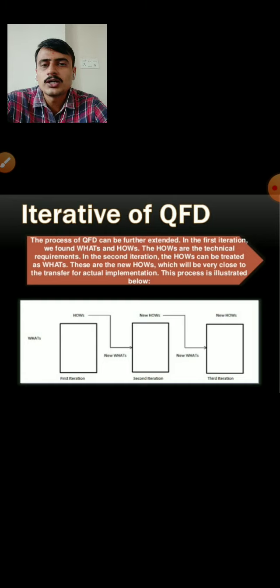The hows are technical requirements in the second iteration, and the hows can be related to whats, that means customer requirements. These are the new hows. That means in the second figure we will see how to convert the new hows, which will be very close to the actual implementation, that means customer requirement implementation, and this process will be continued, and the last process is illustrated. See the figure of how to transmit how to what, that means satisfy the customer requirement.